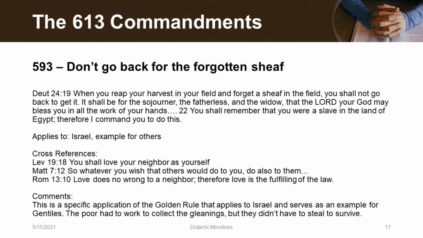Again, this is a moral command for Israel and an example for Gentile nations to emulate, and it is a specific application of the Golden Rule. The poor were able to maintain a measure of dignity because they had to work in order to collect the gleanings of other people in their fields. They didn't have to beg for food or steal in order to survive. They could collect the gleanings that were left over from the harvest of another farmer's field.